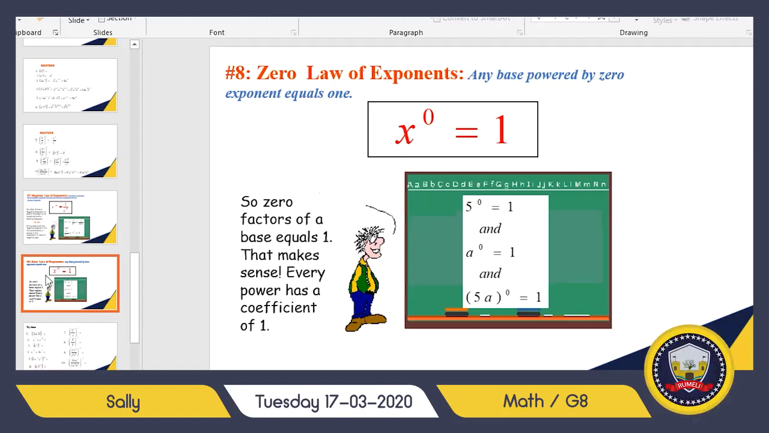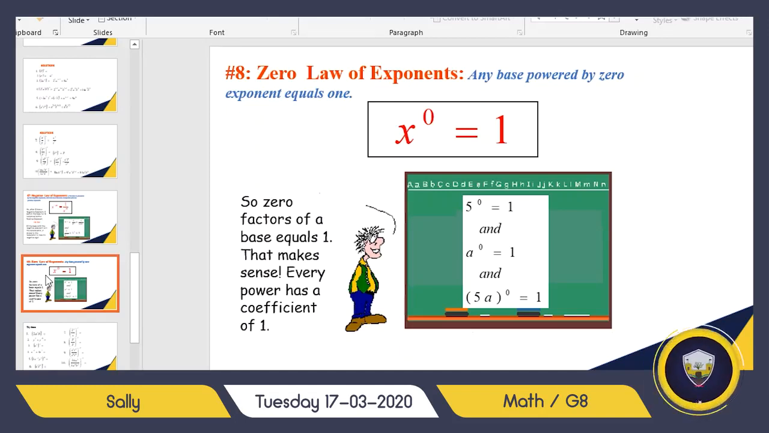Any number, even 1000, to the power of 0 is 1. Any number powered by 0, the answer will be 1. Even if I tell you 1 million to the power of 0 will give me 1. 1000 to the power of 0 will give me 1. Anything powered by 0, the answer will be 1.